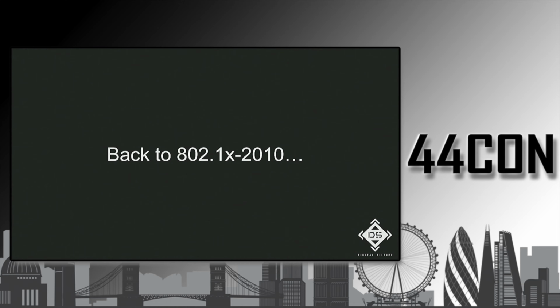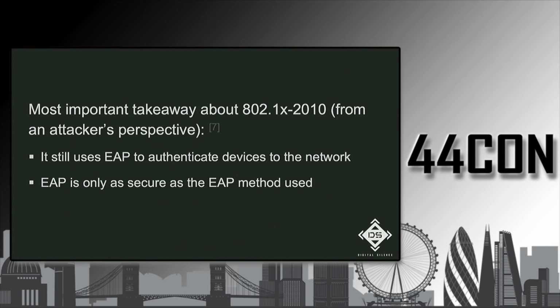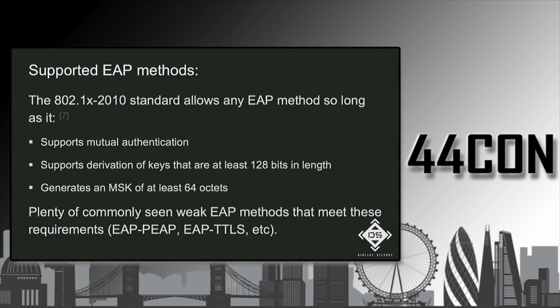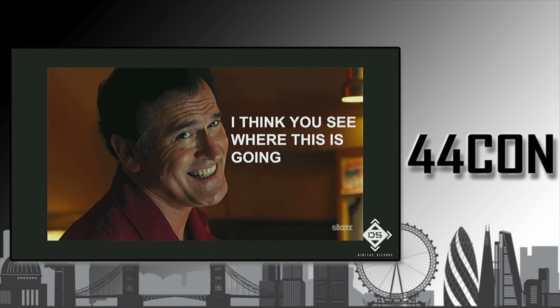But anyways, back to 802.11x-2010. And why are we talking about this stuff in the first place? Okay, so the main takeaway about 802.1X-2010 from an attacker's perspective is that it uses EAP to authenticate devices to the network. That's all well and good, but it's important to remember that EAP is only as secure as the EAP method used. And if we look at the EAP methods supported by 802.1X-2010, basically the only requirements are that it supports mutual authentication, that it supports derivation of keys that are at least 128 bits in length, and that it's able to generate an MSK of at least 64 octets. And there are plenty of commonly seen weak EAP methods that meet these requirements, including EAP-PEAP and EAP-TTLS. So I think you see where I'm going with this.